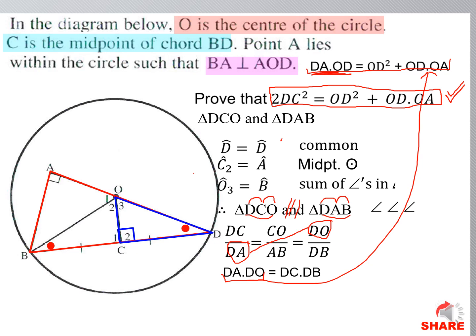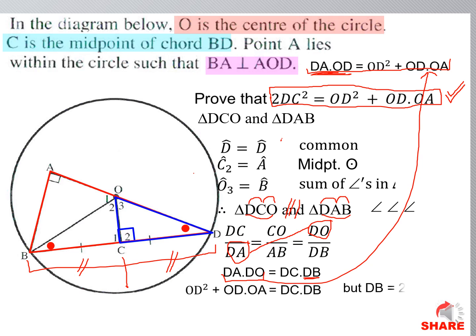Then secondly, this part here, this is DB. From the diagram, the line from D right through until B is divided into two parts. We have BC being equal to CD, which means if you multiply CD by 2, you will get DB. So now it means we can remove this part, which is DB, and replace it with 2 times CD, because CD is half of the line BD.